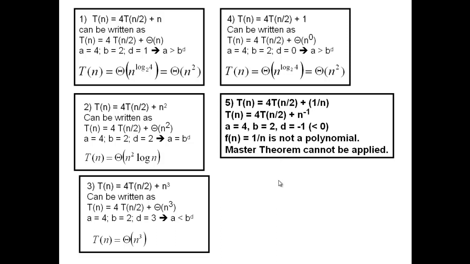Now if you look at this recurrence, T of n is 4T of n over 2 plus 1 over n. Before applying the master theorem, check if the recurrence satisfies all the conditions that are needed for the function f of n. Here f of n is 1 over n, so you could write it as n to the power negative 1. Now you cannot write it as theta of something, because if you write theta of n raised to d, the d has to be 0 or a positive integer.